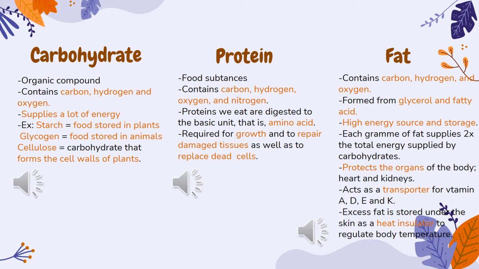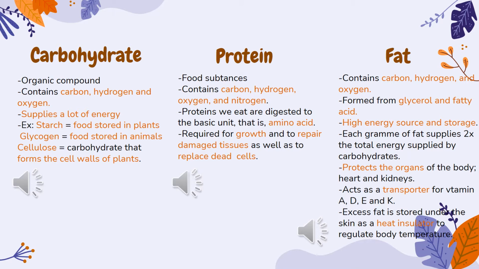Carbohydrate is a staple for humans because it supplies a lot of energy. Examples of carbohydrates are starch, glycogen, and cellulose. Starch is the food stored in plants, whereas glycogen is the food stored in animals. Cellulose is the carbohydrate that forms the cell walls of plants.